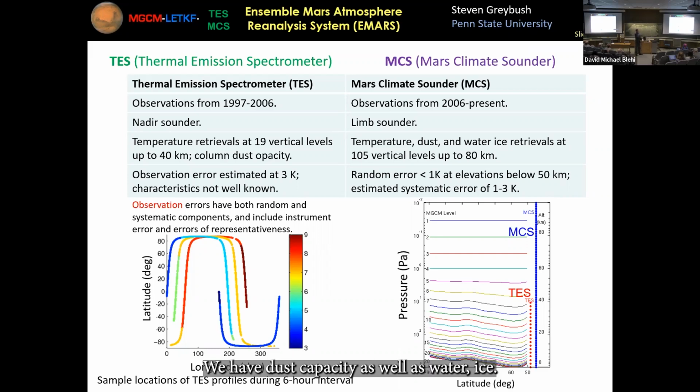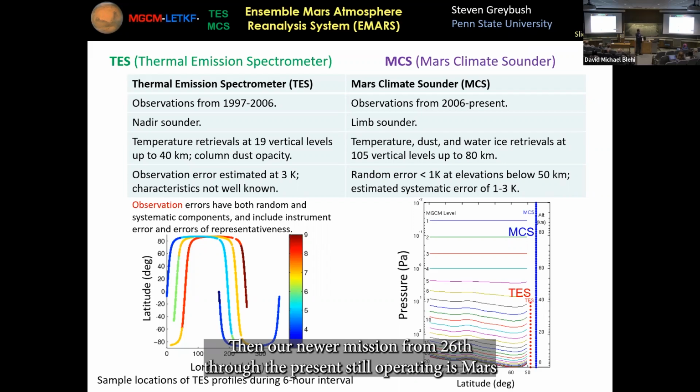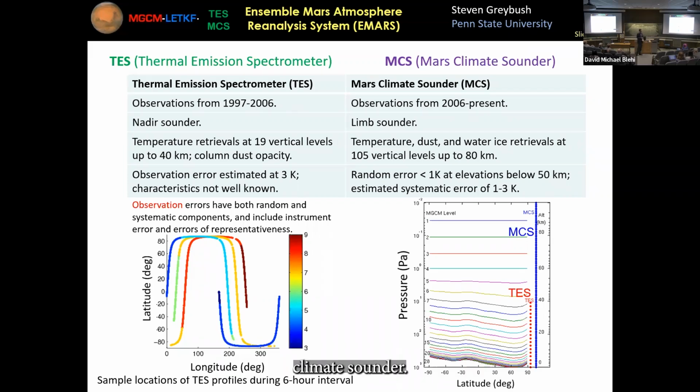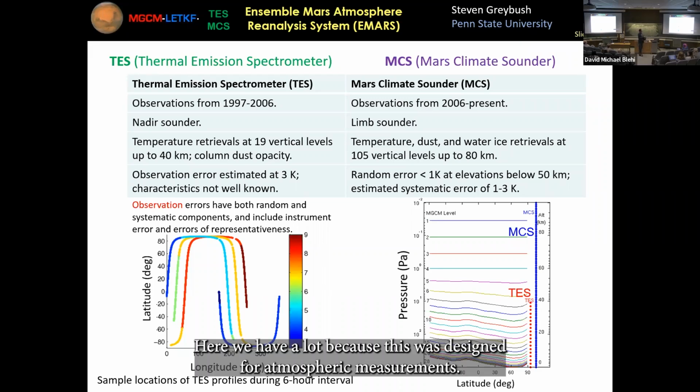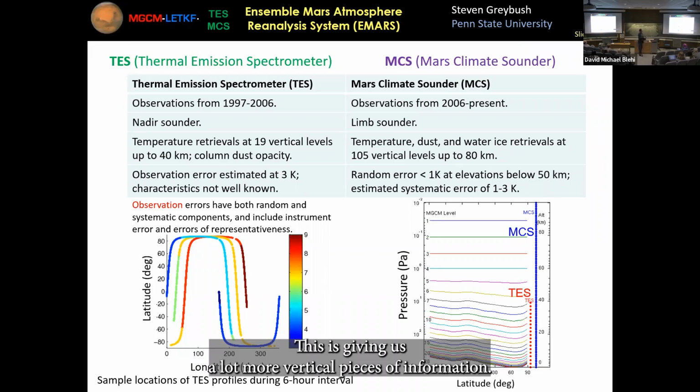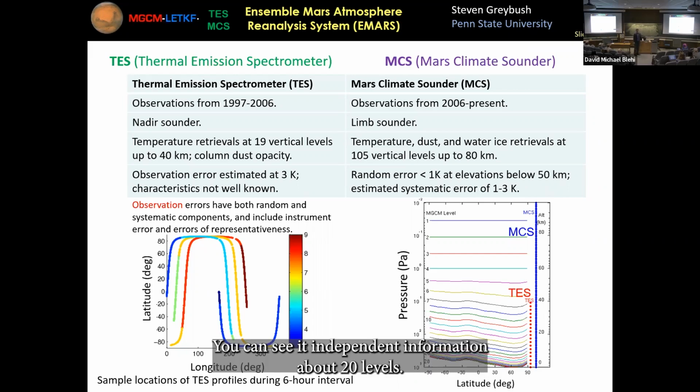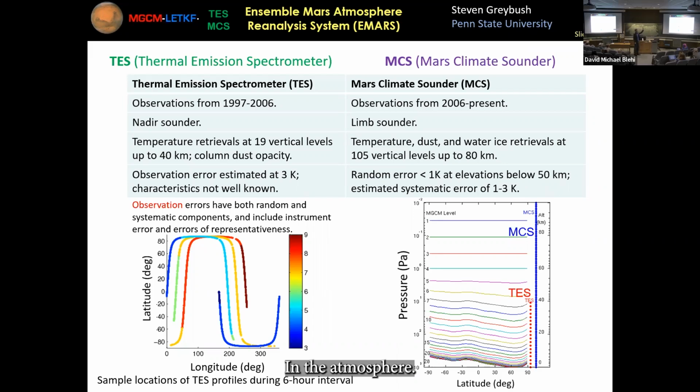Here we have dust opacity, as well as water ice cloud opacity. Then our newer mission, from 2006 through the present and still operating, is Mars Climate Sounder. Because this was designed for atmospheric measurements, it is giving us a lot more vertical pieces of information. You can see independent information about 20 levels in the atmosphere. And we do that by looking through the limb.